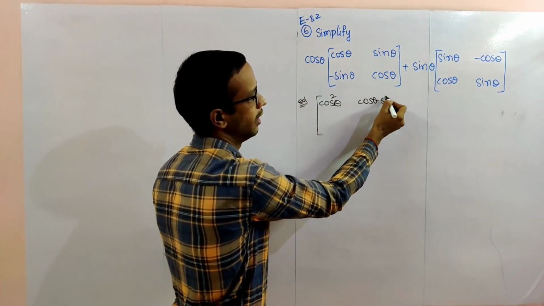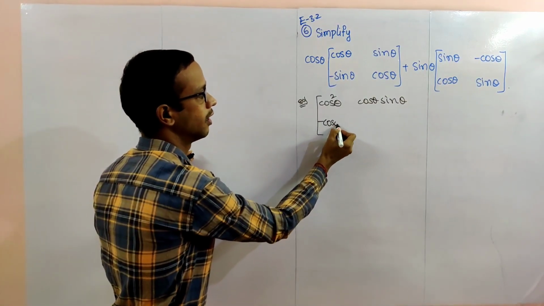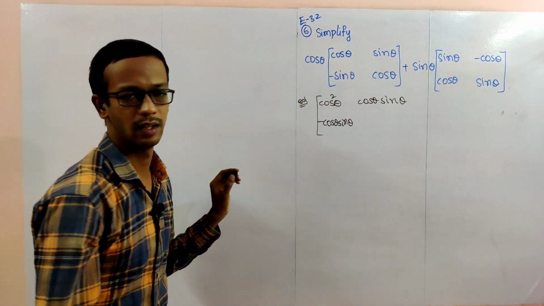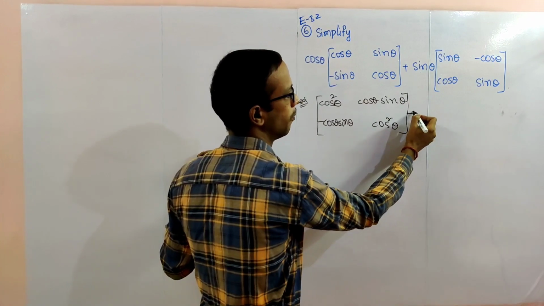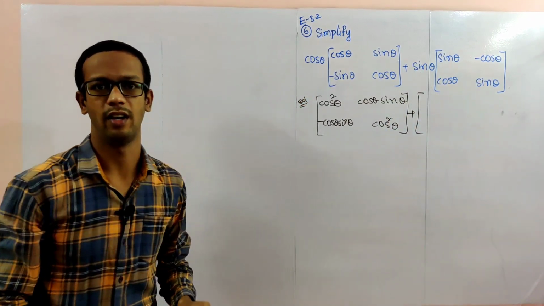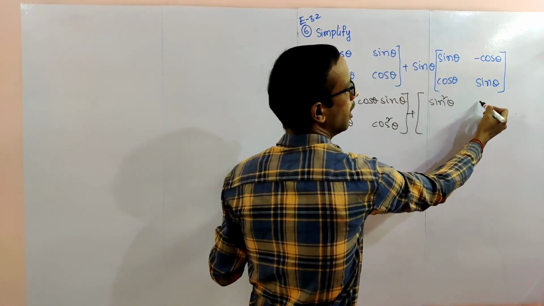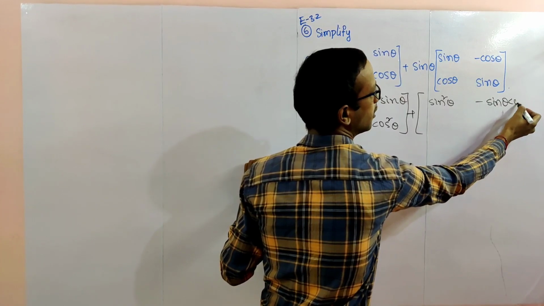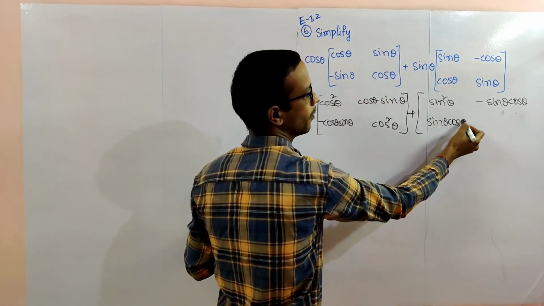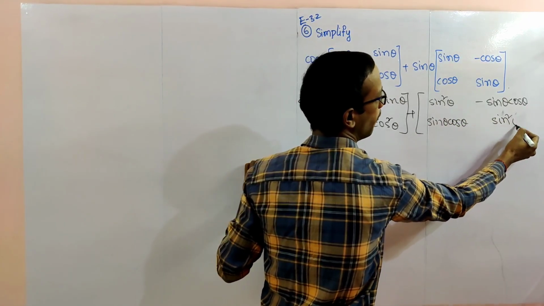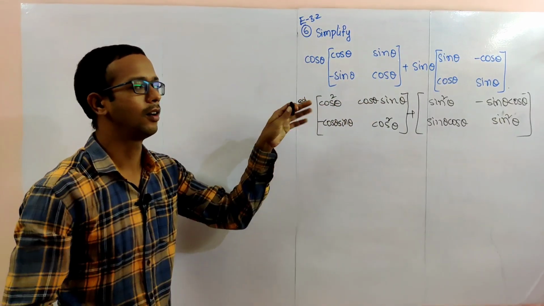Cos theta sin theta I am writing. Next, here minus sin theta is there. So minus cos theta sin theta. Just multiplication. Cos theta into cos theta, cos square theta. Plus sin theta multiplied inside, what you will get? Sin square theta. Here minus sin theta cos theta. Next, sin theta cos theta. Sin square theta. So this is the result after multiplication.